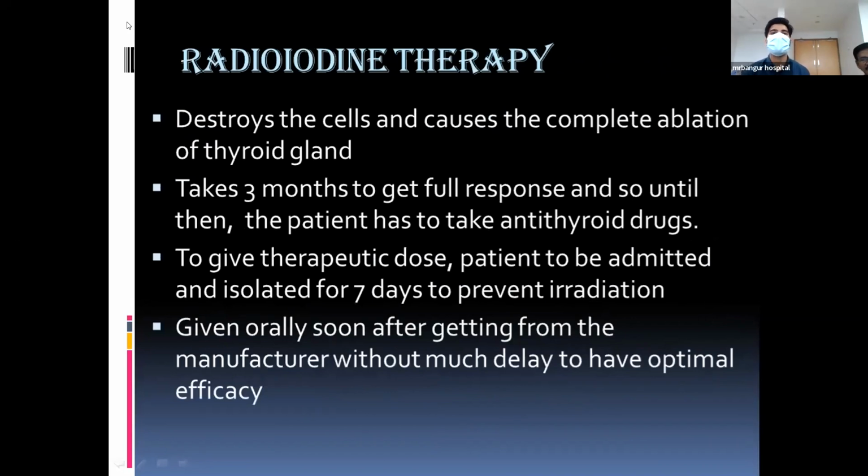Now, coming to the radioiodine therapy, it destroys the cells and causes a complete ablation of the thyroid gland. It takes 3 months to get full response, and so until then, the patient has to take anti-thyroid drug. To give the therapeutic dose, the patient has to be admitted and isolated for 7 days to prevent irradiation. It is given orally soon after getting from the manufacturer without much delay to have optimal efficacy.